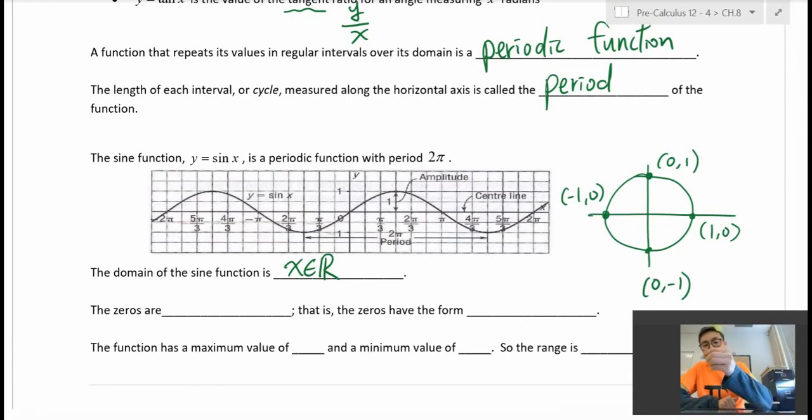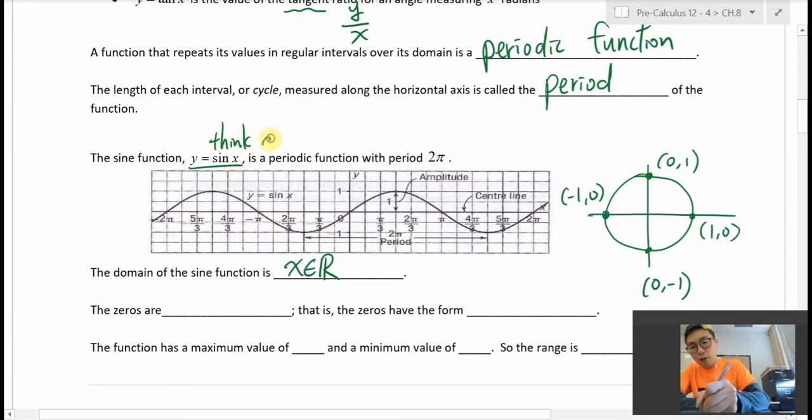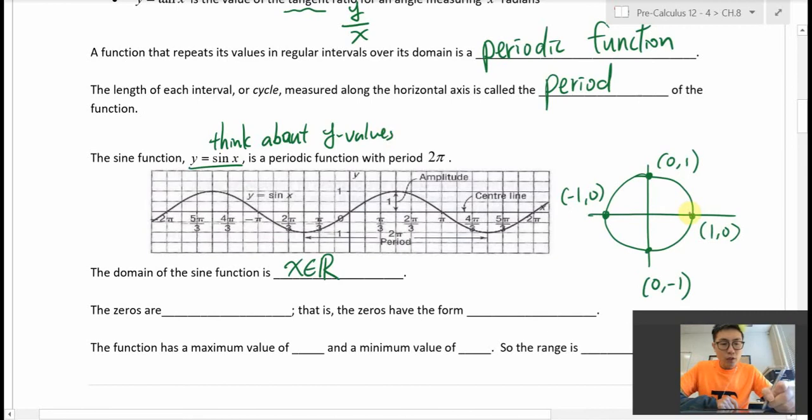Okay. So again, we are looking at a sine function. So sine, we think about y. Anytime you see sine functions, I know it says sine x, but when you see a sine function, you think about y values on the unit circle. So we are going to start from here, right? That's where we always start, the positive x-axis.